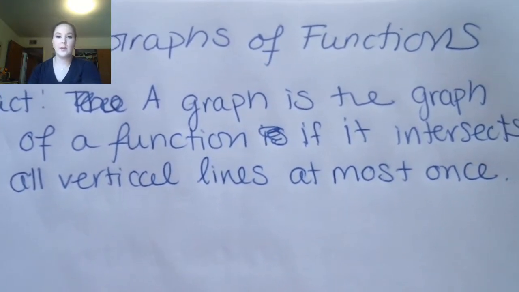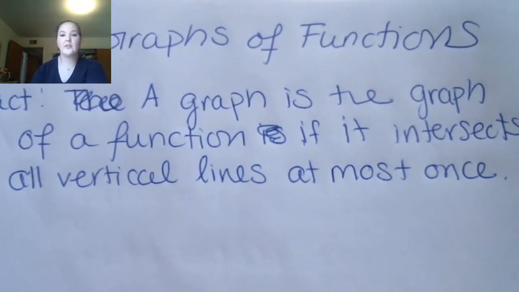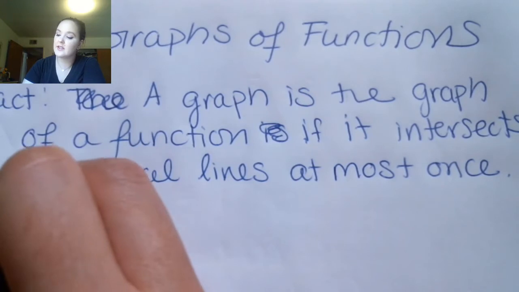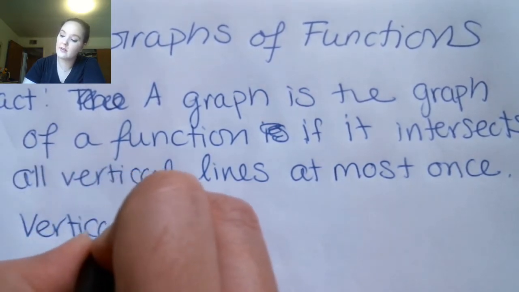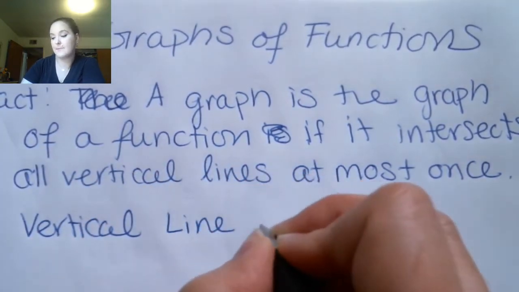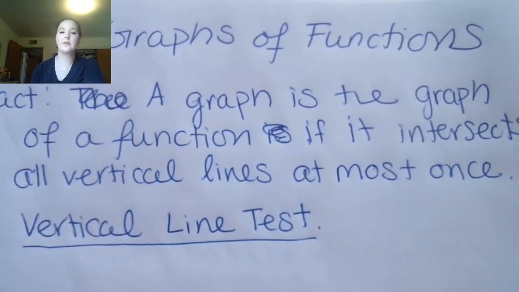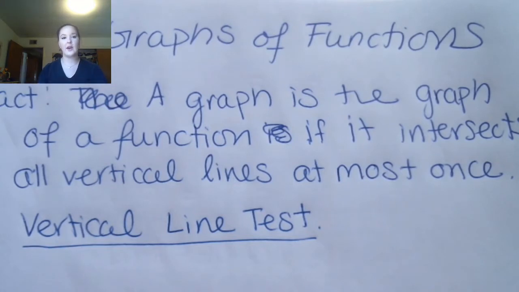Okay, so a graph is the graph of a function if it intersects all vertical lines at most once, right? So if you are thinking about vertical lines, that vertical line could cross the graph one time or not at all, but it shouldn't cross the graph more than once, okay? Now the name for this is the vertical line test. Okay. So that's how you decide if the graph that you're looking at is a graph of a function or just a graph of a relation.